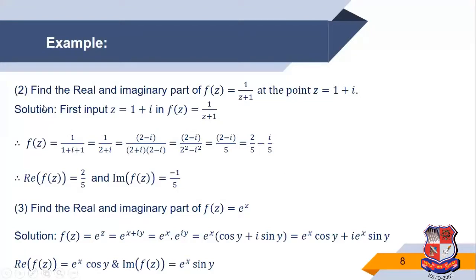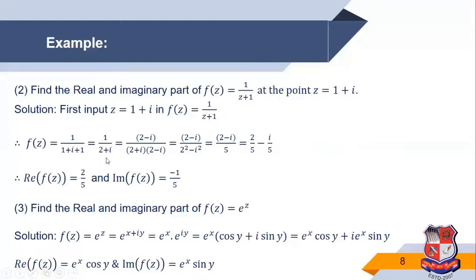Second example, find the real and imaginary part of the function f(z) = 1/(z + 1) at the point z = 1 + i. So here given the point 1 + i, and then we find the real and imaginary part. So first we input z = 1 + i in this function. So f(z) = 1/(1 + i + 1). So obviously 2 + i.